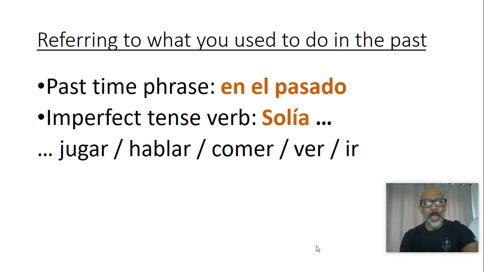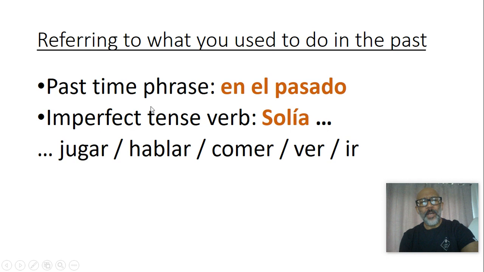Now, I'm not going to go into lots of detail here about the different ways of saying things like cuando era más joven, when I was younger, and how to form the imperfect tense by swapping the AR for aba and the ER and IR for ía. I don't want to go into that sort of detail. I just want to focus on what I think is the easiest way to do it.